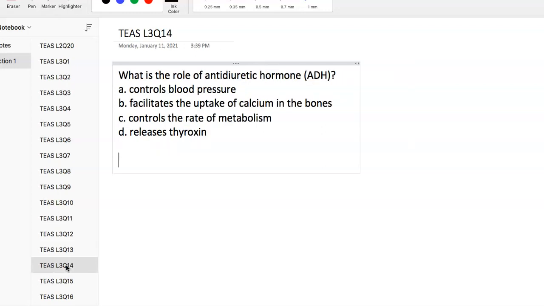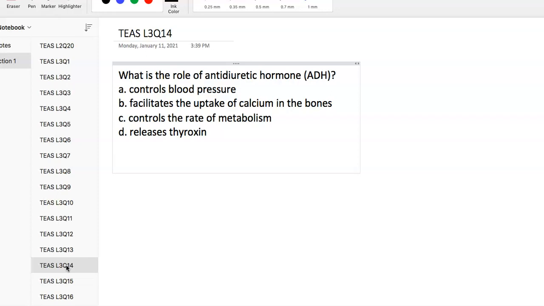Okay, the role of ADH is to control blood pressure. Answer choice A. ADH is made by special nerve cells found in an area of the base of the brain, which is the hypothalamus. The nerve cells transport the hormones down their nerve fibers, which are axons, to the pituitary gland, where the hormone is released into the bloodstream.